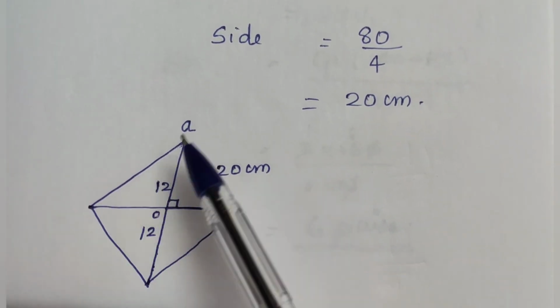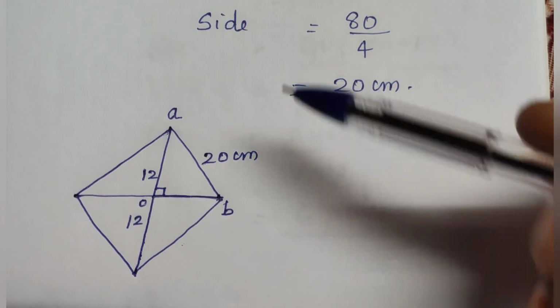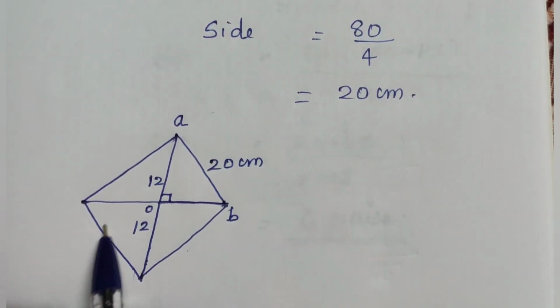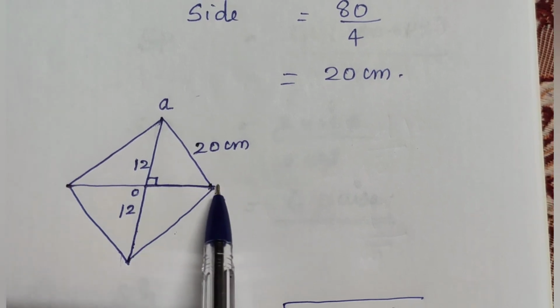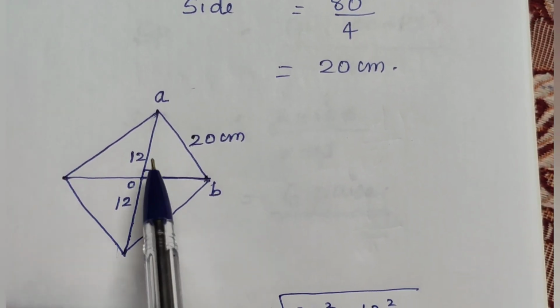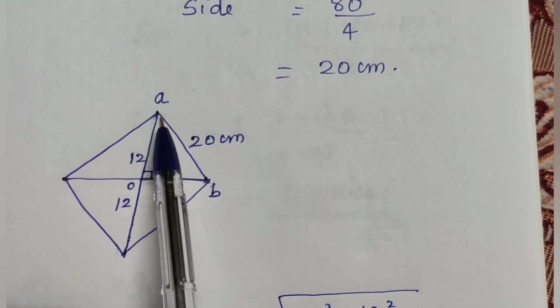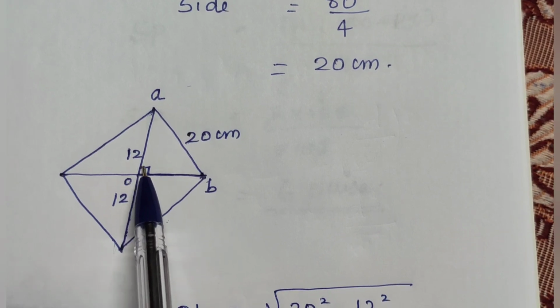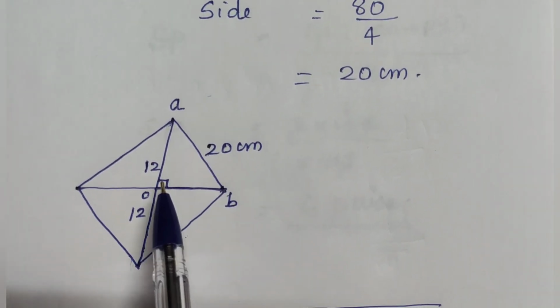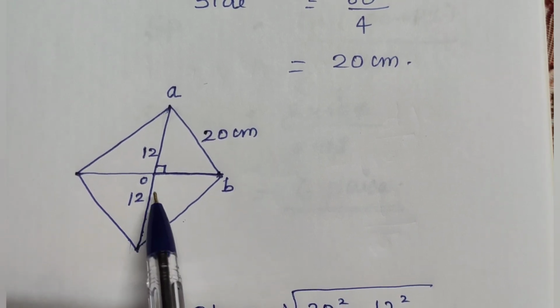Now this is a rhombus. In a rhombus, all sides are equal. Also these two are the diagonals of the rhombus. The property of rhombus says that diagonals bisect each other. They are perpendicular bisectors. The two diagonals of the rhombus, when they meet, form a 90-degree angle. Also, the diagonals cut each other into equal halves.